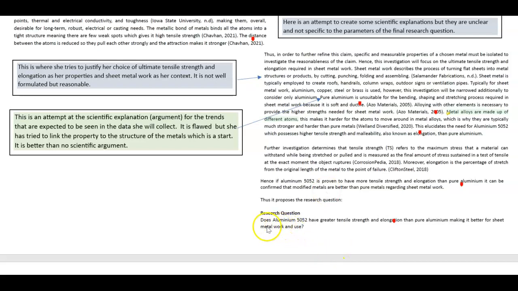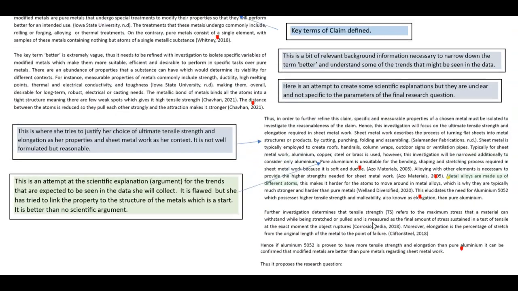The research question's quite good though. Does aluminium 5052 have a greater tensile strength and elongation than pure aluminium, making it better for sheet metal work and use? So she's got the context there. She's got the specific metals, aluminium 5052 and aluminium, and she's got specific properties. So it is specific and relevant, so that she'll get the highest grade for her formulation of her research question.